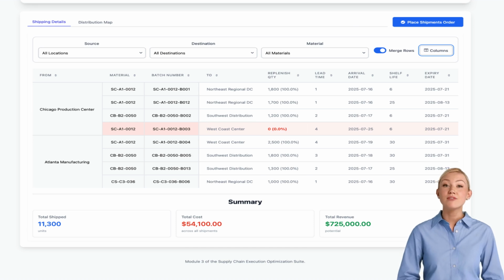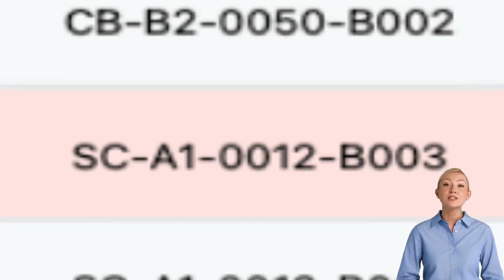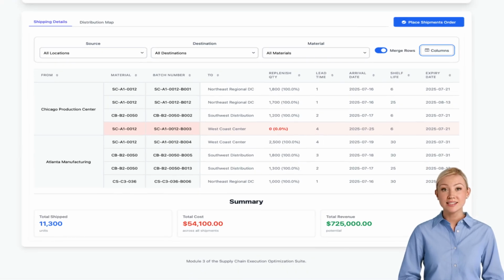Let me walk you through our first scenario, which demonstrates how our Smart Replenishment Orchestrator handles short shelf life products. We have batches ending in B001 and B003 for the same material that expire within just 6 days. This creates a narrow window where we must honor product quality while meeting customer demand. Rather than blindly shipping to all distribution centers, our system intelligently evaluates each DC based on lead time. It only allocates inventory to locations where products will arrive within the quality window.